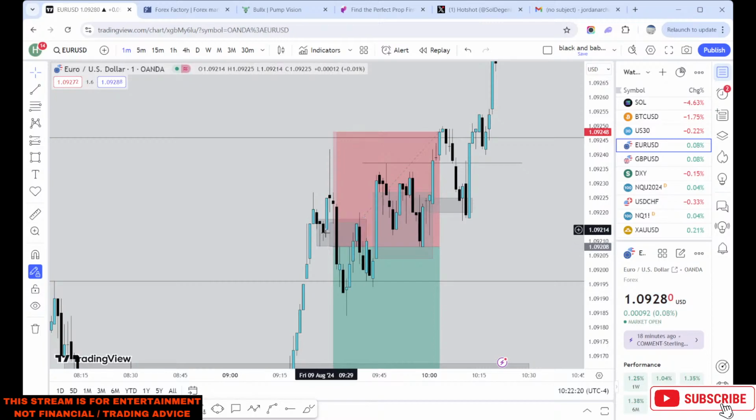This is a breaker block right here. So once price tapped into that breaker block, we were in there. This whole setup fell in line with our strategy and our approach to trading. Truthfully, it just didn't work out in our favor. And that's what happens sometimes in trading. It just doesn't work out in your favor.